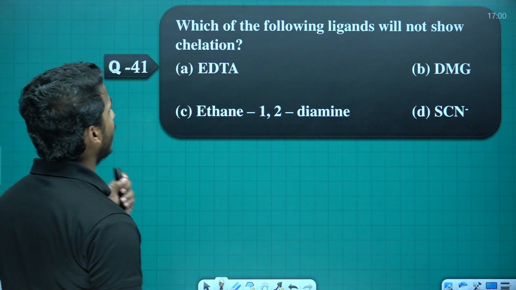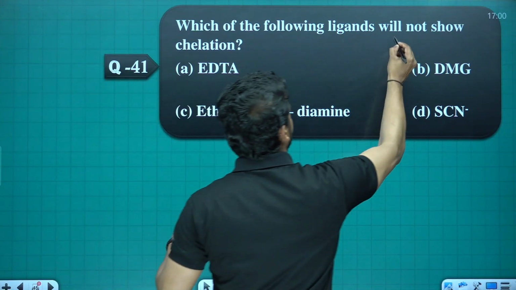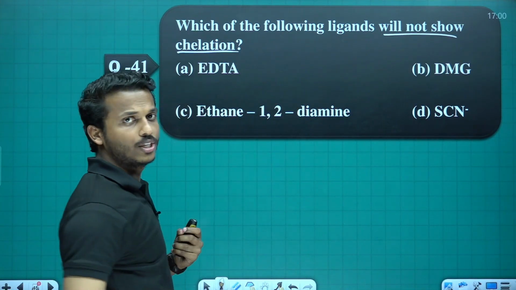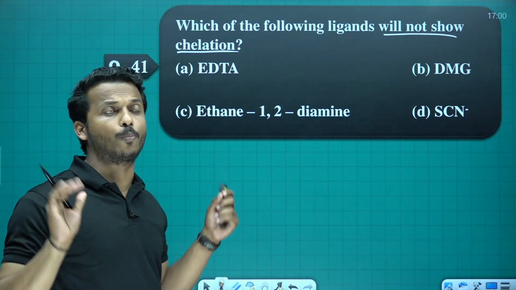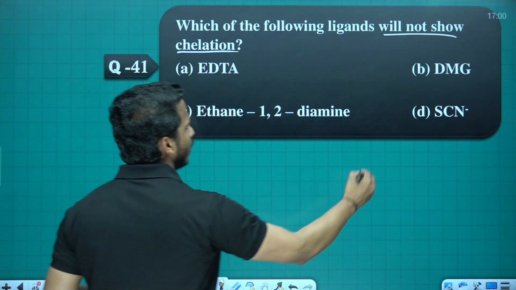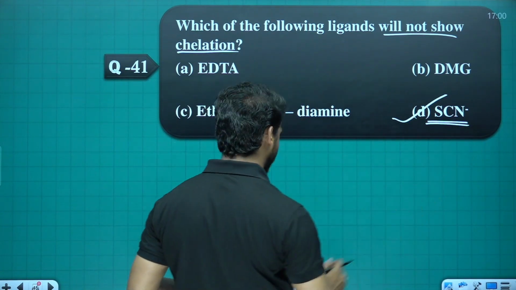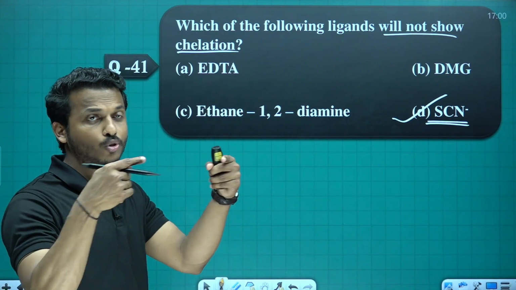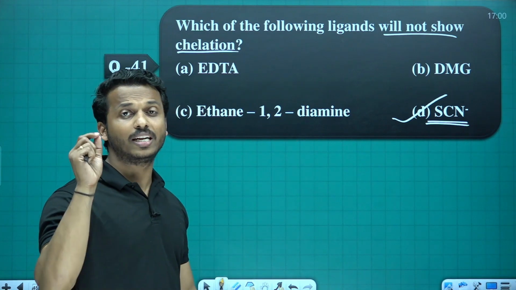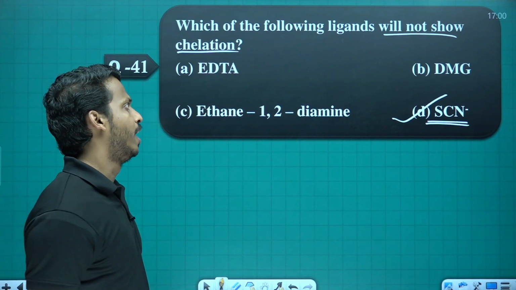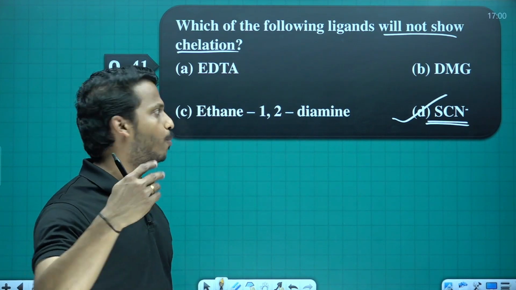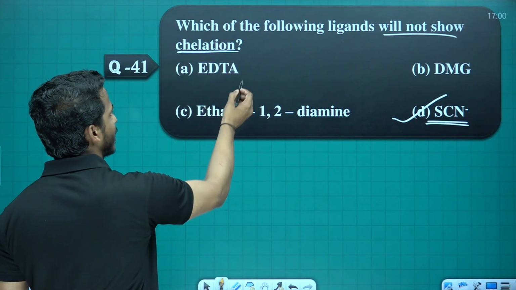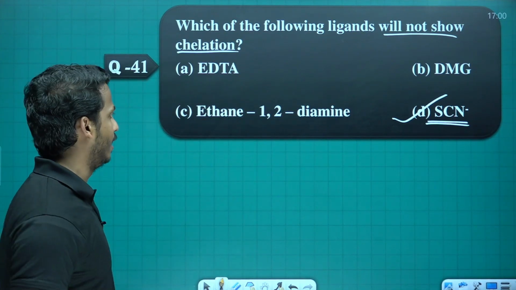Which of the following ligands will not show chelation? That means it's not a bidentate or polydentate ligand. What is that? That is option D, SCN. SCN is a monodentate or ambidentate ligand. It cannot form chelation. What is DMG? Dimethylglyoxime. It's a bidentate type. You know, EDTA is hexadentate, ethane-1,2-diamine is bidentate.